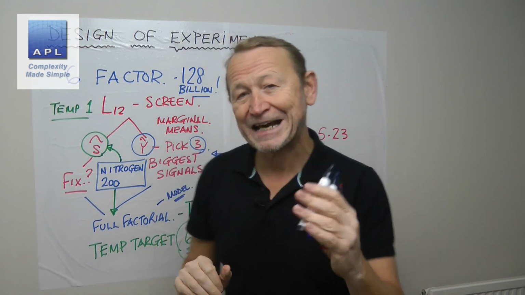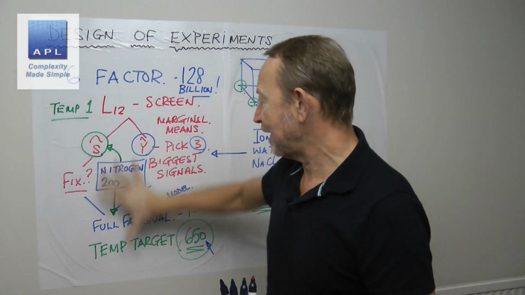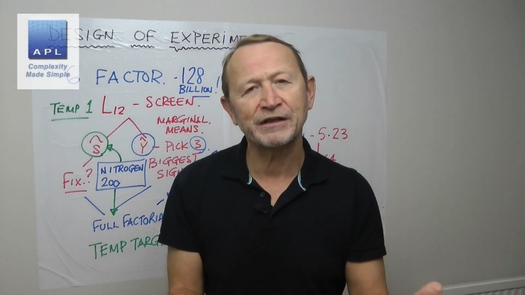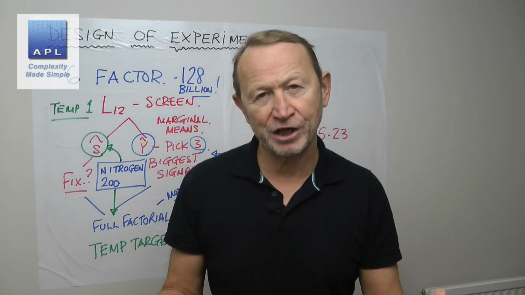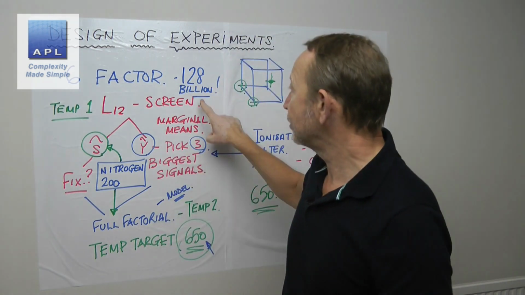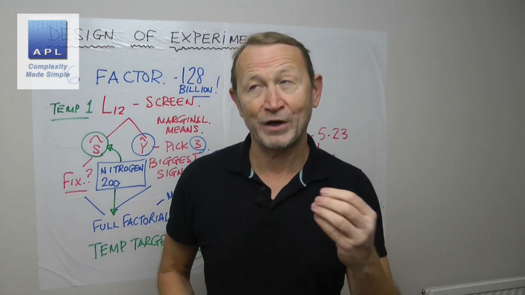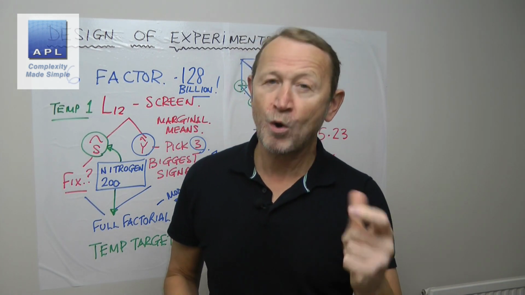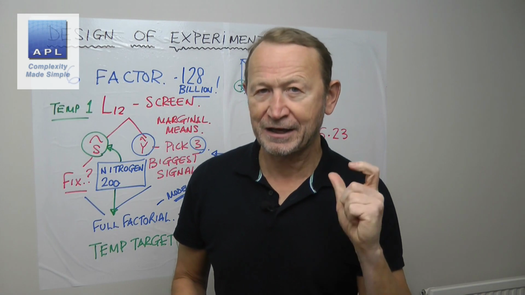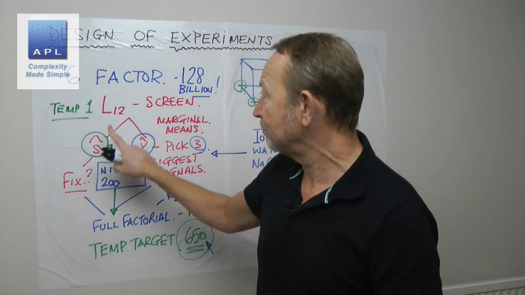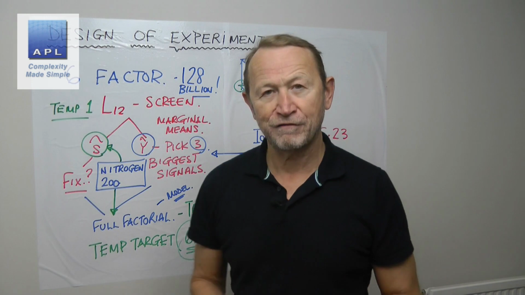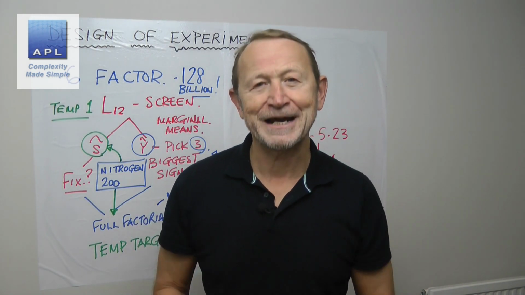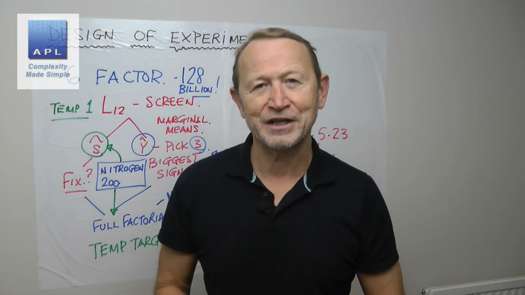Now, what we're going to do in the next video, we're going to take a look at exactly this type of problem. Screening first and modeling. We're just going to give you a little case study. It's an injection molding machine. And what you'll see is not 128 billion choices. You'll actually see 1.4 quadrillion choices. Again, how do we solve the problem? L12 followed by a full factorial. So we're going to have a look at that case study in the next video. See you next time out.